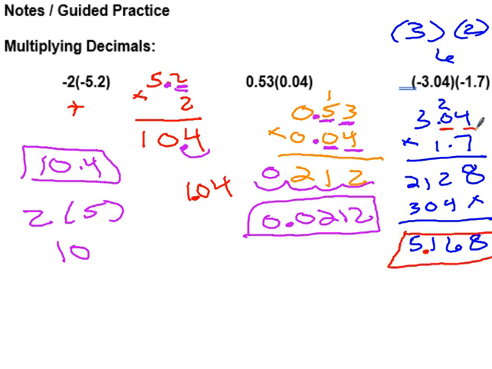Another way to know, 1, 2, 3 numbers after the decimal. 1, 2, 3 times I move it over. All right.